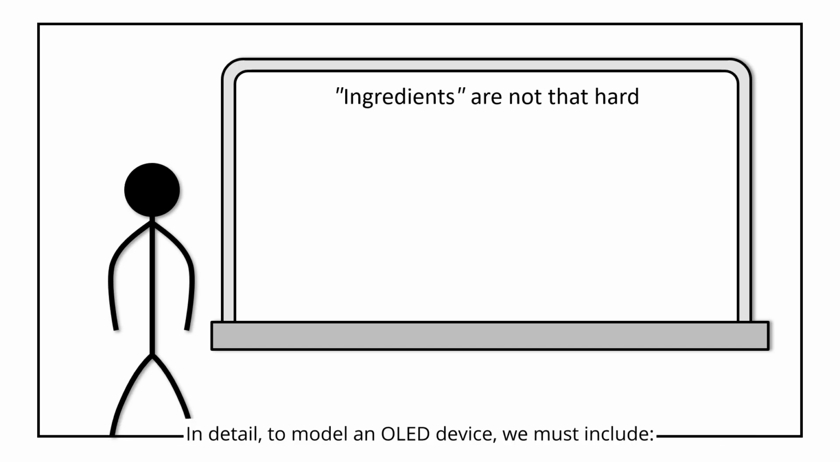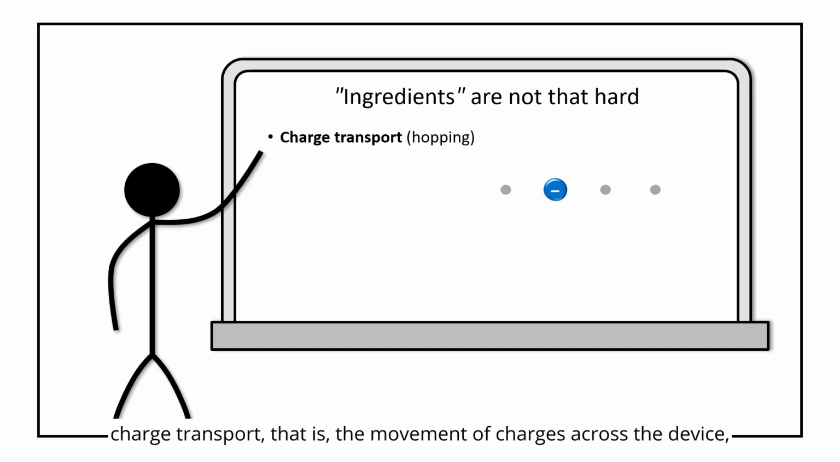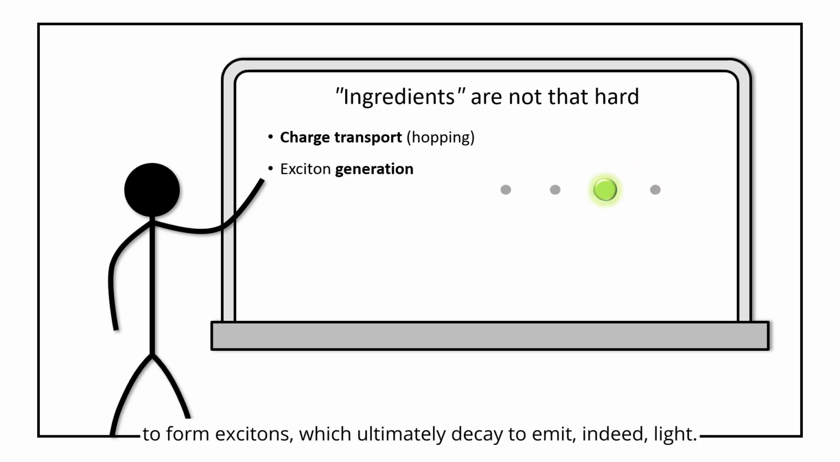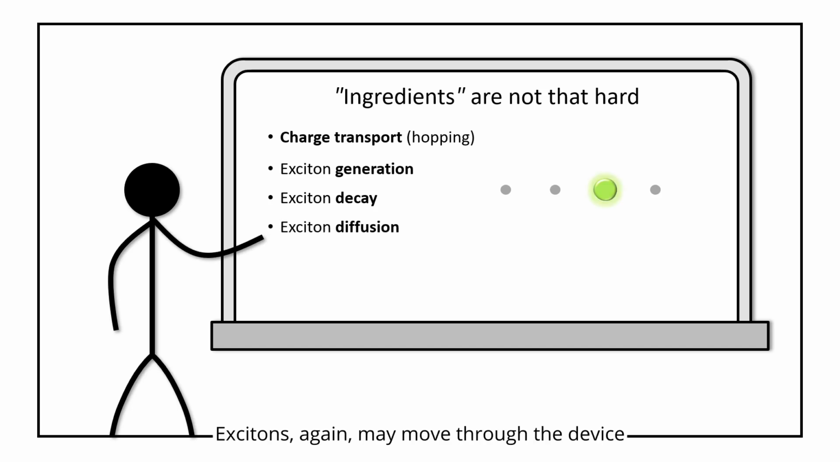In detail, to model an OLED device, we must include charge transport, that is, the movement of charges across the device, the combination of charge carriers with opposite sign to form excitons, which ultimately decay to emit indeed light. Excitons again may move through the device, and we call this process diffusion.